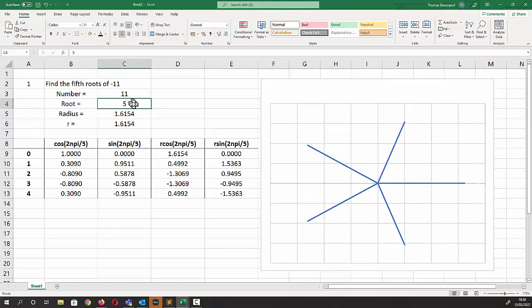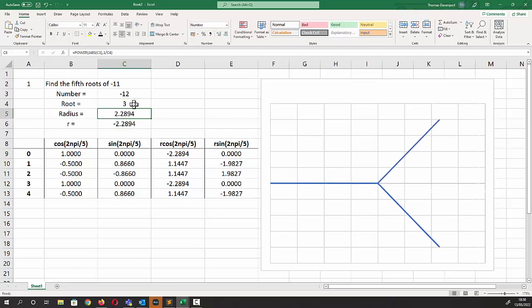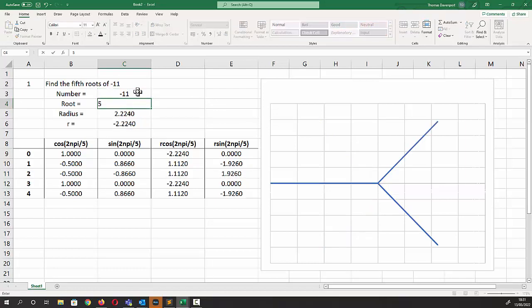Not only that, we could find the fourth root. We could have the fourth root of -12, say, or we could have the third root, and if the root was +12, then we would see that there's the root. So we've now created a way of calculating the roots of a range of numbers. So getting back to the original question, we want the fifth roots of -11.